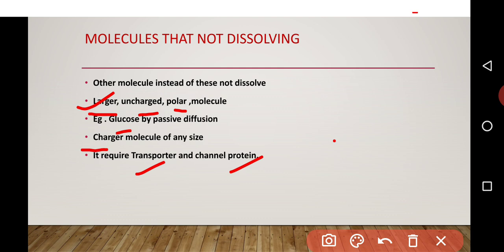Now, how do larger molecules enter or exit the cell? They require a particular protein. This protein is known as a transporter. How the transporter works will be seen in the next lecture.